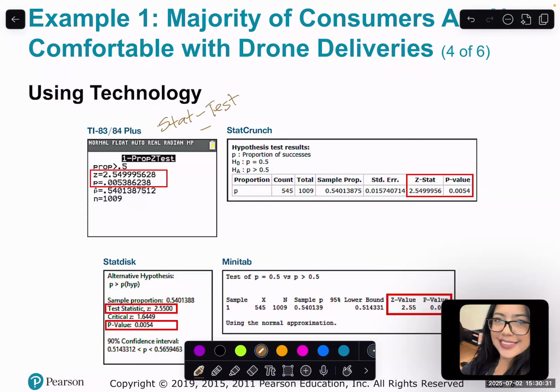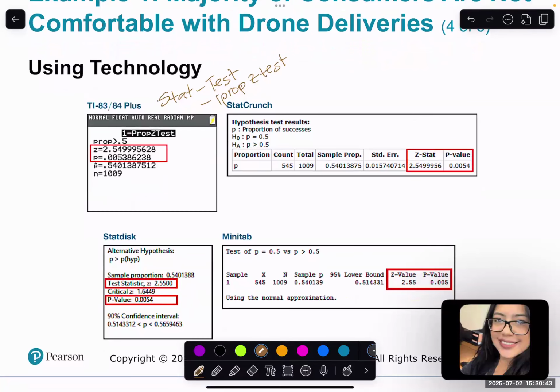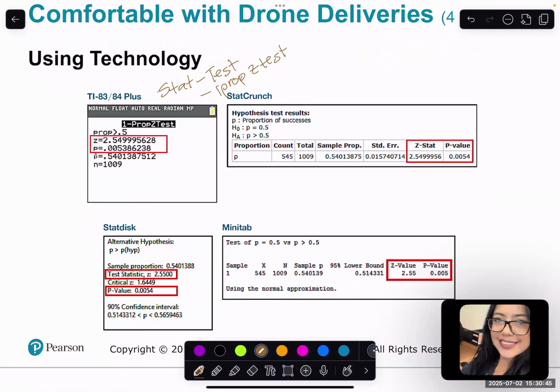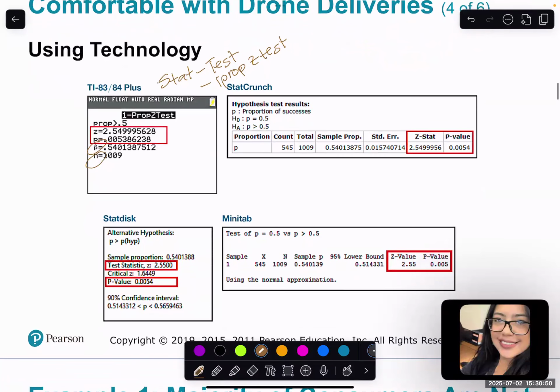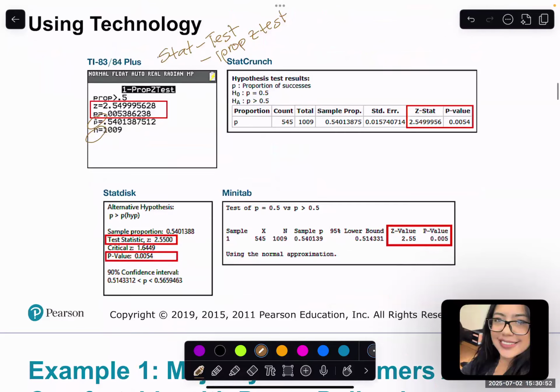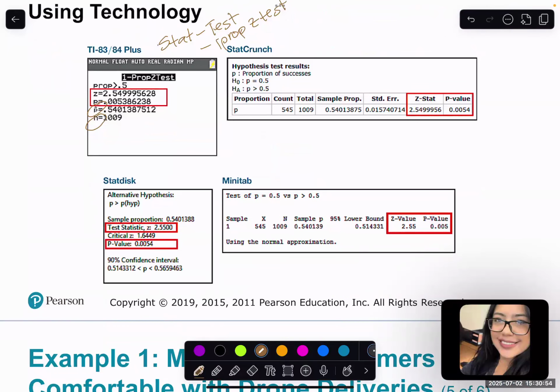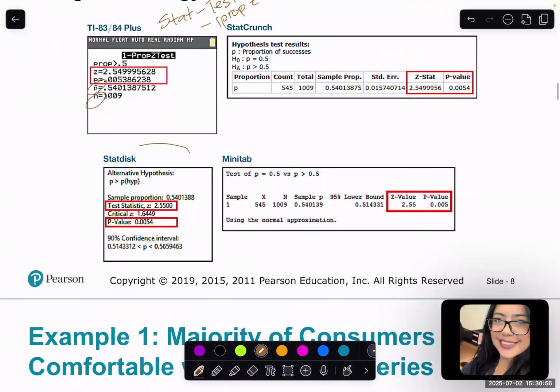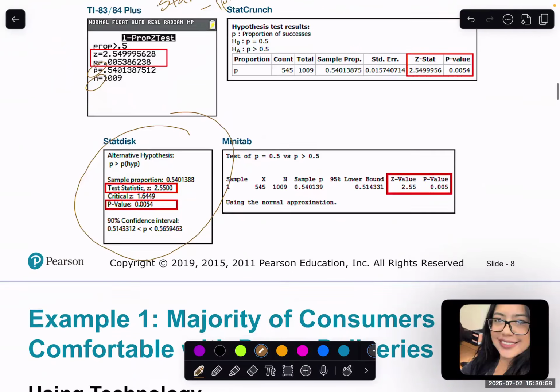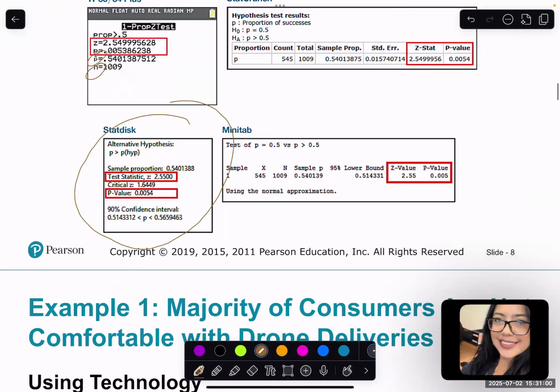And then we're going to hit on 1-PropZTest. And that will be the hypothesis testing. So we are going to be plugging in p hat and n, and then we're going to look at Z, the Z score, and P. So we're going to look at our test statistic Z, our critical value, and our P value.